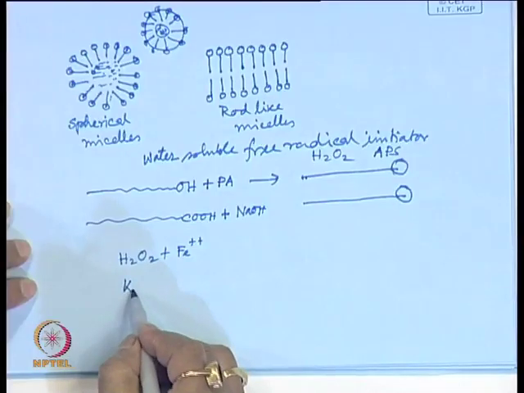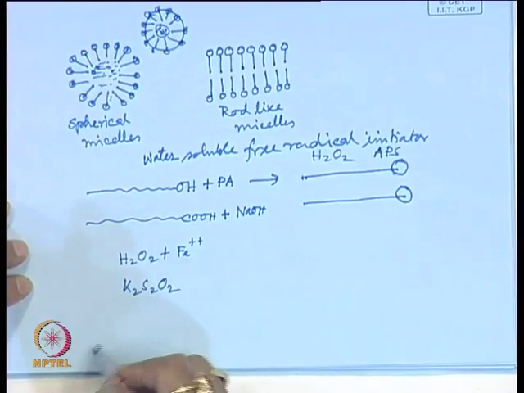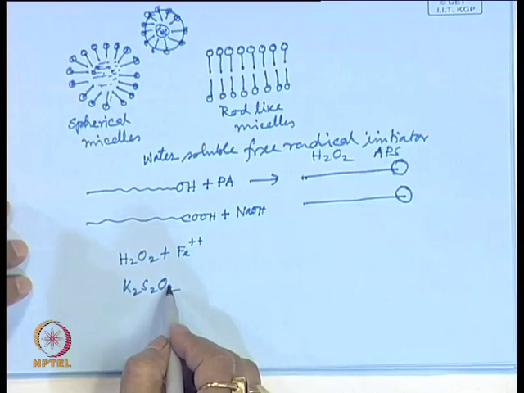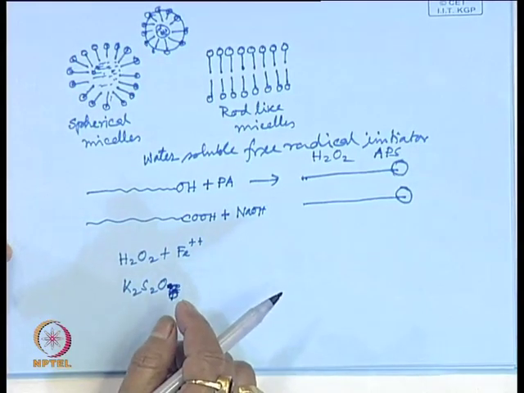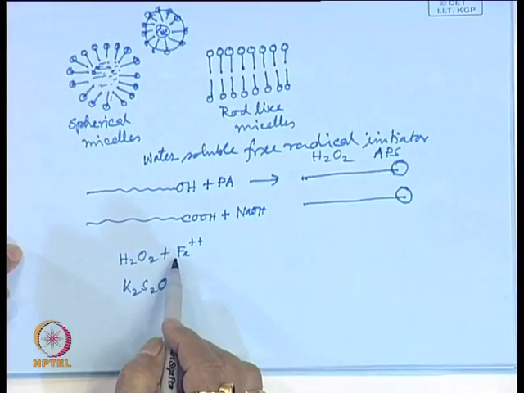Ferrous sulfate, hydrogen peroxide, or potassium persulfate, K2S2O8. So, potassium persulfate, hydrogen peroxide, ferrous sulfate. These are redox initiators.